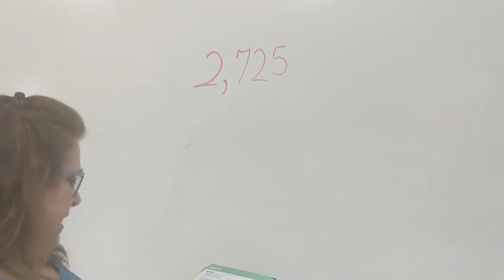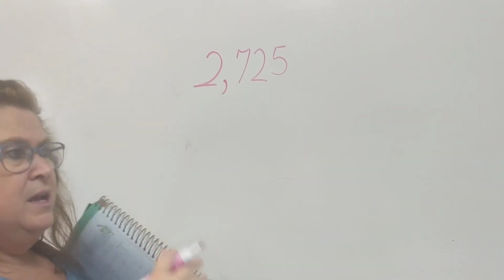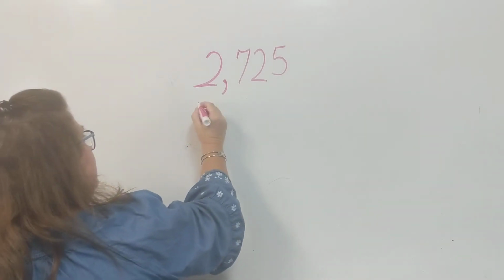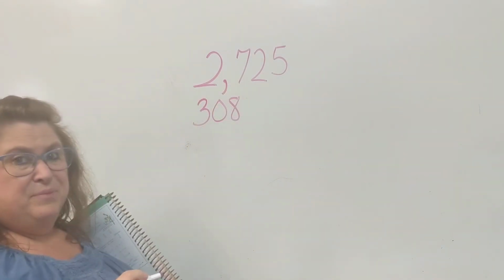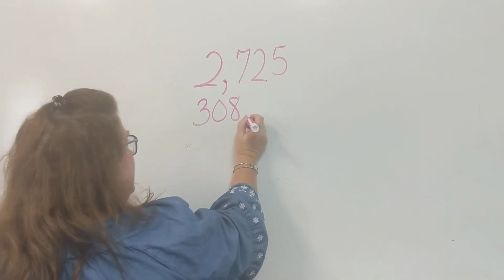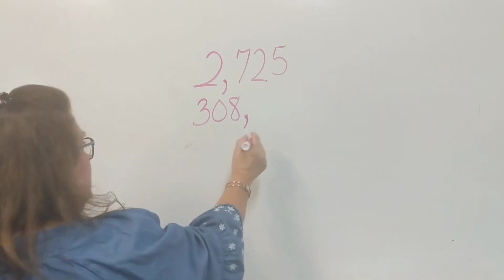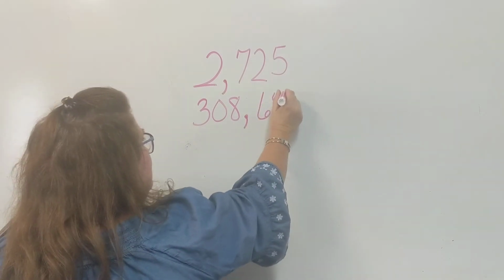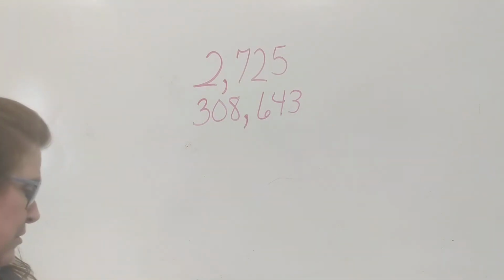Next, it tells us to write 308,643. So first I'm just going to write 308. I heard a last name, 1,000. Remember what I write with my last name? A comma. 308,643. And that is how we will write our digit.